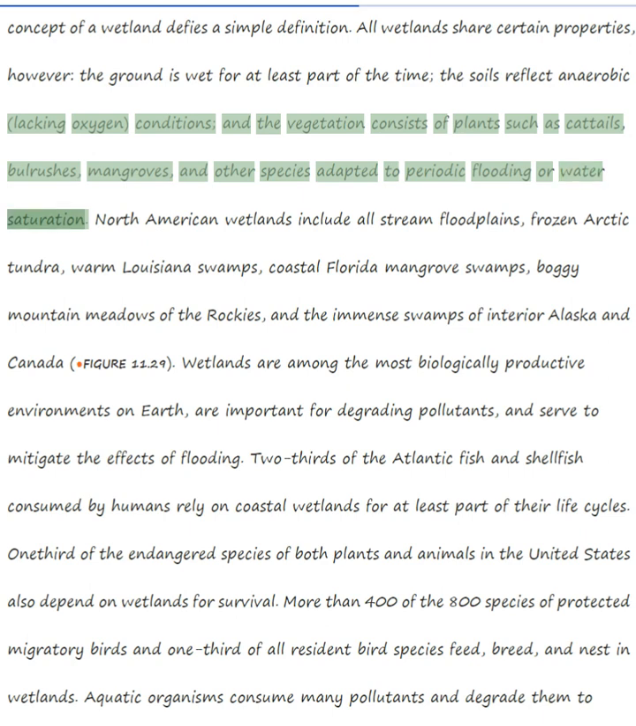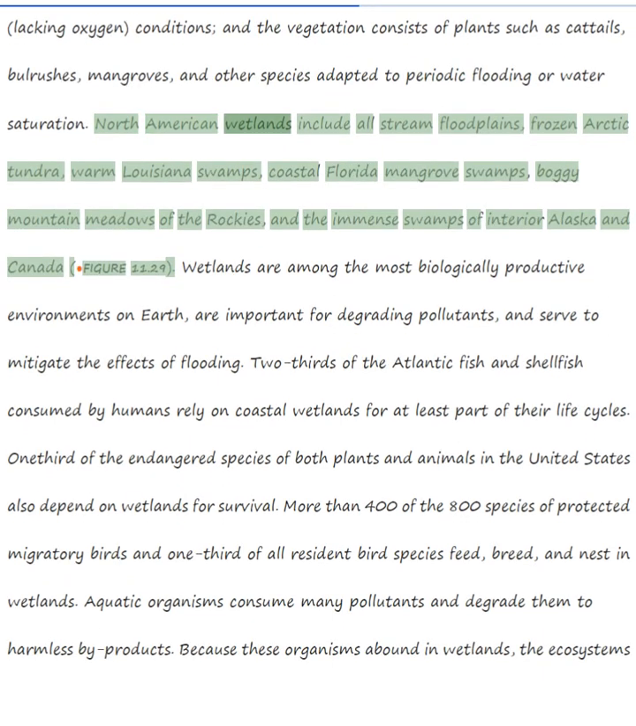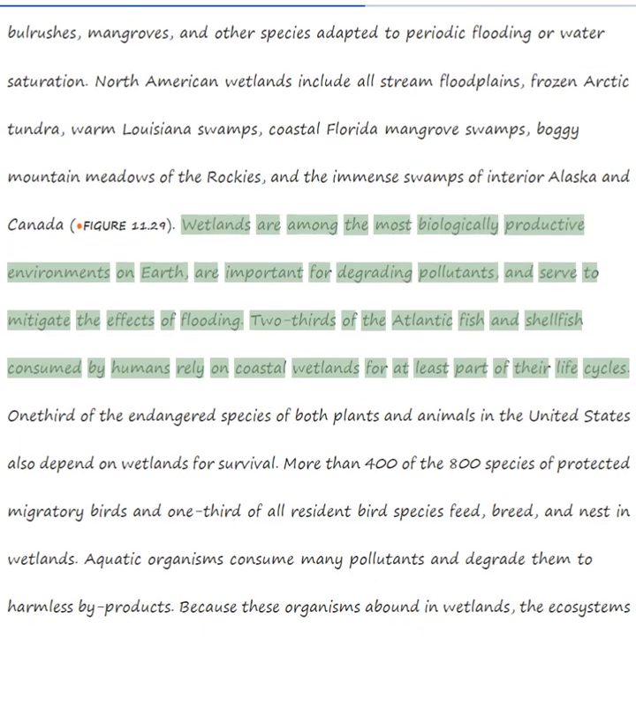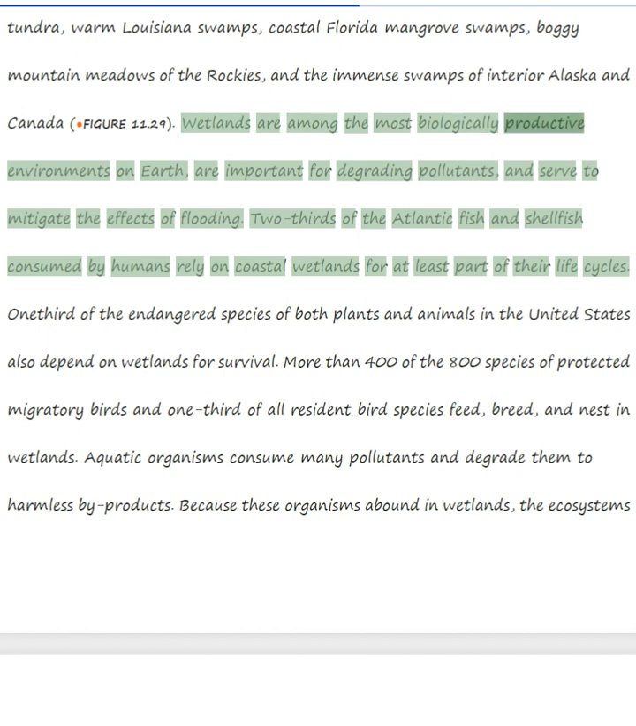North American wetlands include all stream floodplains, frozen Arctic tundra, warm Louisiana swamps, coastal Florida mangrove swamps, boggy mountain meadows of the Rockies, and the immense swamps of interior Alaska and Canada. Wetlands are among the most biologically productive environments on Earth, are important for degrading pollutants, and serve to mitigate the effects of flooding. Two-thirds of the Atlantic fish and shellfish consumed by humans rely on coastal wetlands for at least part of their life cycles.